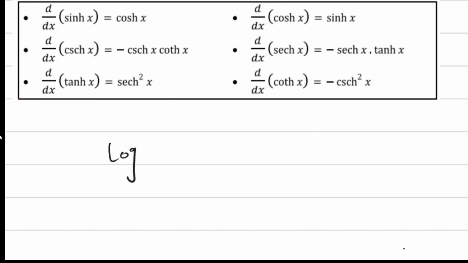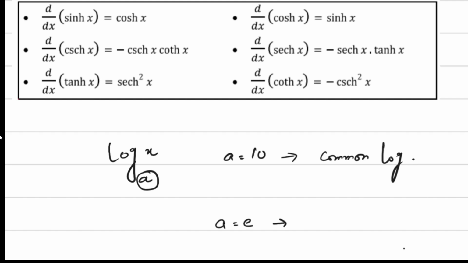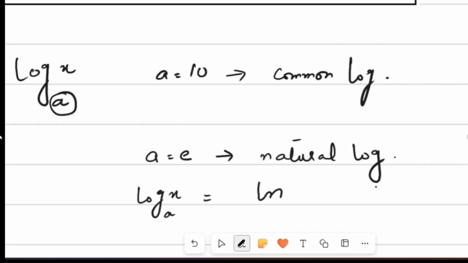Here we know that log x to the base a, if a is equal to 10, then it is considered as common logarithm. And if a is equal to e, then it would be considered as natural logarithm. If a is equal to e, log x to the base a is equal to ln x.